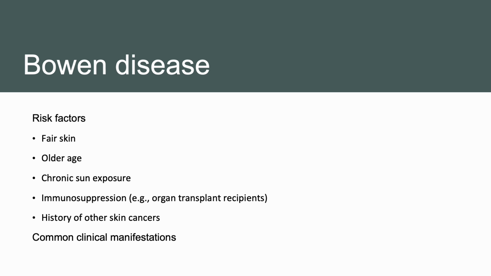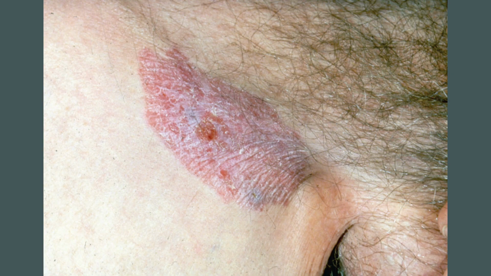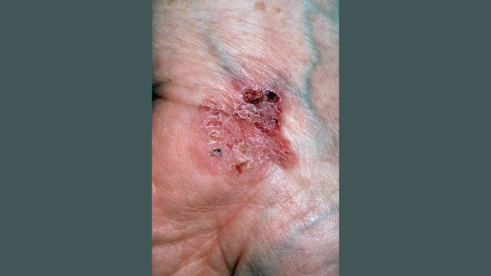Common clinical manifestations: slowly enlarging, well-demarcated, scaly erythematous plaques. Lesions may be single or multiple, and they're usually found on sun-exposed areas like the face, neck, and hands. Here's an example of Bowen's disease. And another example here.